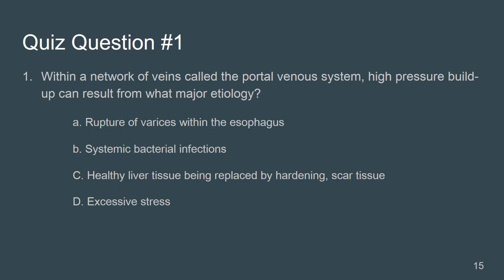Within a network of veins called the portal venous system, high pressure buildup can result from what major etiology? A. Rupture of varices within the esophagus. B. Systemic bacterial infections. C. Healthy liver tissue being replaced by hardening scar tissue. Or D. Excessive stress.